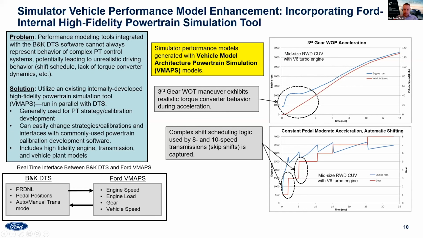The example on the bottom is showing, the red curve is showing the gear state for the transmission. So this is a 10-speed transmission. So during a moderate acceleration event, the shift schedule actually calls for skipping some gears. So you can see we went from first gear to third gear and from third gear to fifth gear. That was enabled by the VMAPS tool. And the downshifting logic is even more complicated. So this really opened up some more possibilities with free driving.